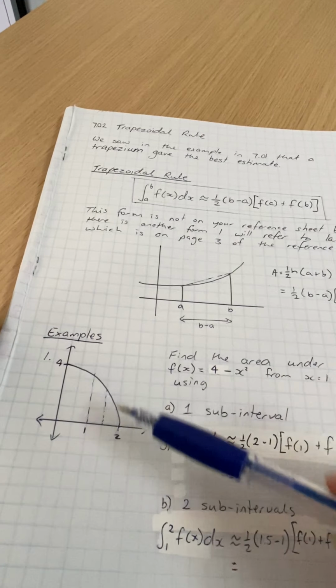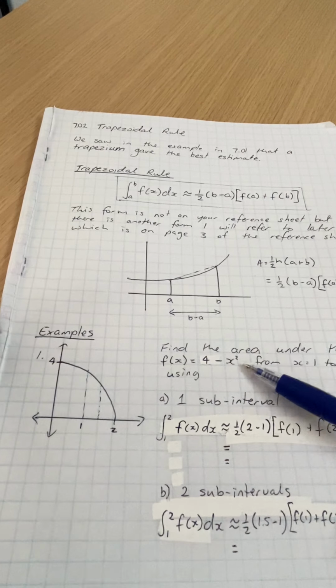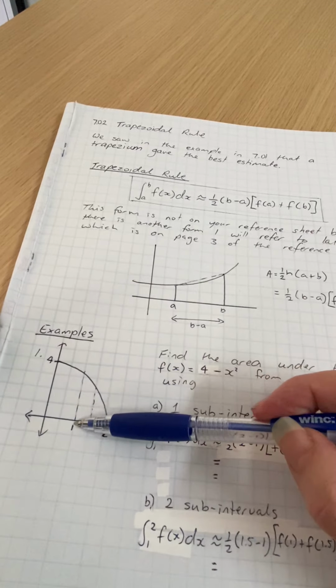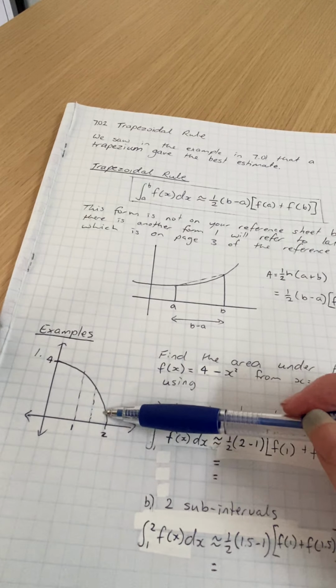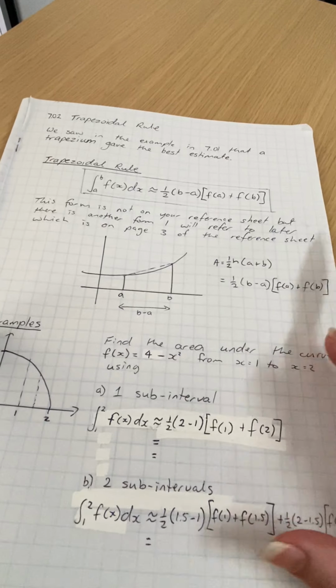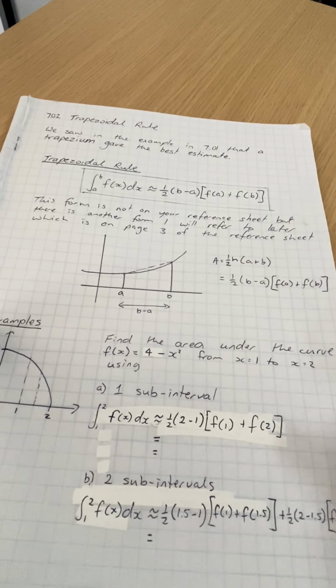So we'll look at this example. What we're doing is finding the area under this curve, which is 4 minus x squared, so an upside down parabola. And we're doing it from the point where x equals 1 to where x equals 2. So this area all under here. First we're going to do it using one sub-interval. So that just means one trapezium.